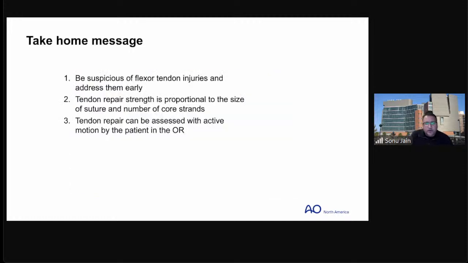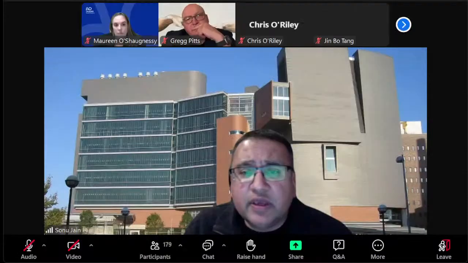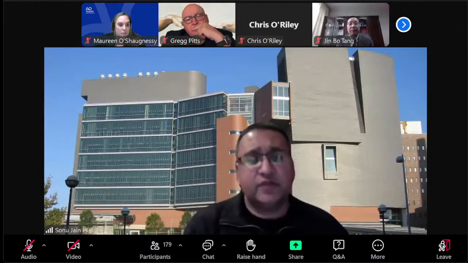I'll ask this question to our faculty in a moment here. So the take-home message from my talk is: be suspicious of these flexor tendon injuries and address them early. The strength is proportional to the size of the suture and number of core strands. And you can assess these in the OR with active motion by the patient. So let's see, I'm going to stop sharing here. And so I was going to ask our faculty.